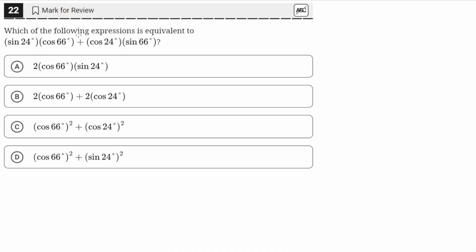Which of the following expressions is equivalent to sine of 24 degrees times the cosine of 66 degrees plus cosine of 24 degrees plus the sine of 66 degrees? So something we can note about these angles here is that these are complementary. That 24 degrees is complementary to 66 degrees because when you add them together, you get 90 degrees.